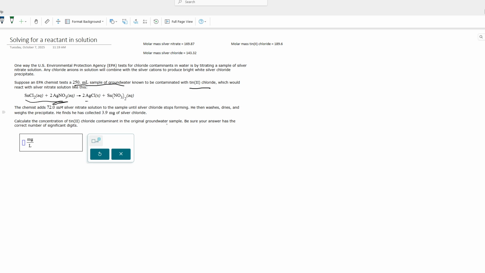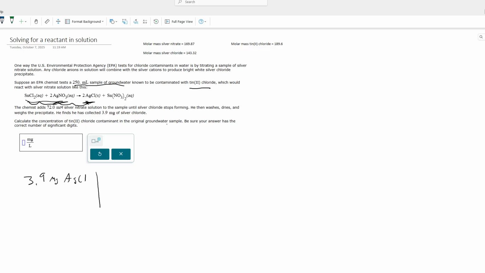And we're going to collect the silver chloride. Well, if we know the number of moles of silver chloride, we can use our stoichiometry and our molarity to back calculate here. All right, so let's see if we can do this. Well, we do know we start off with 3.9 milligrams of the silver chloride.